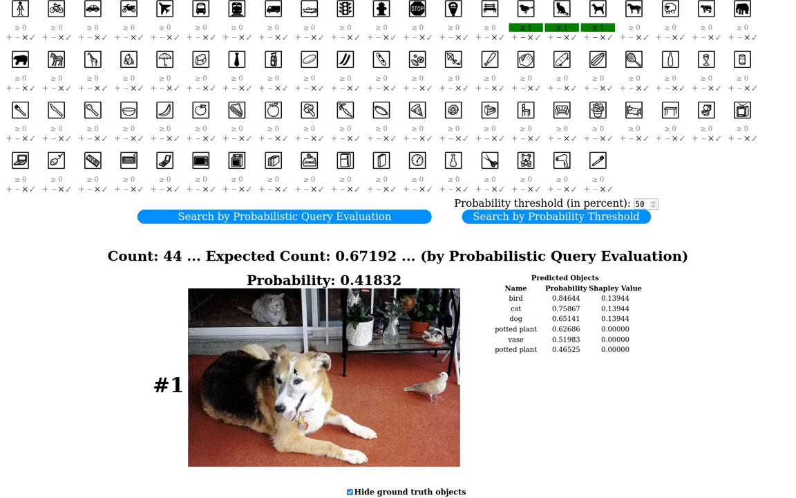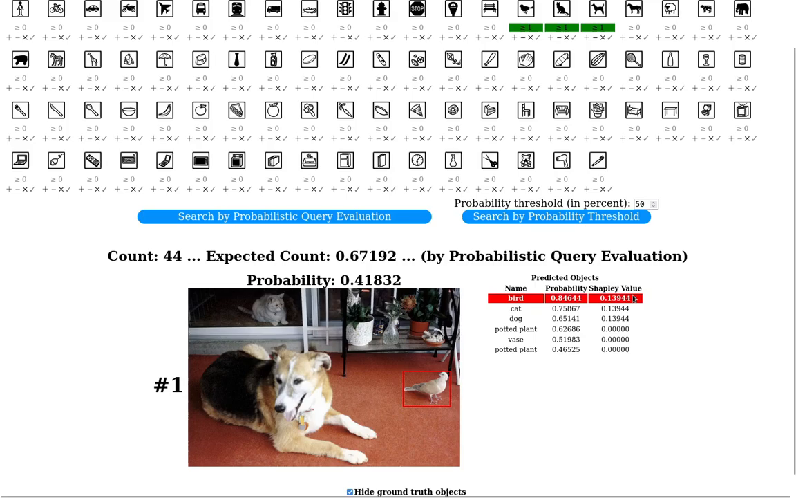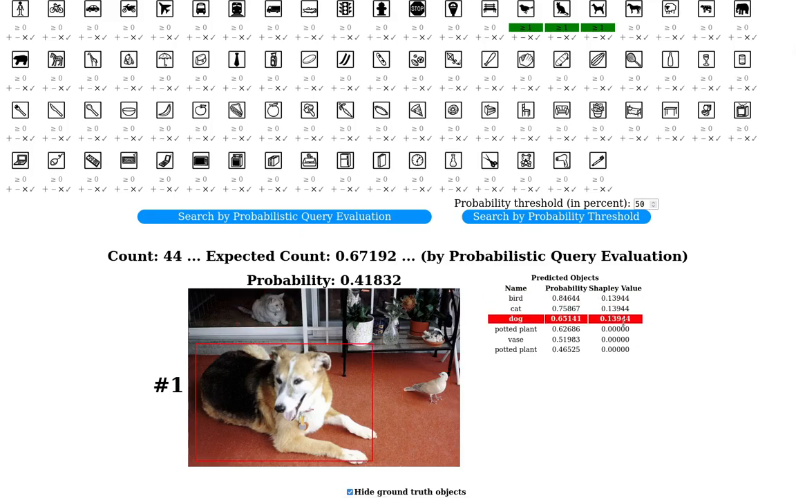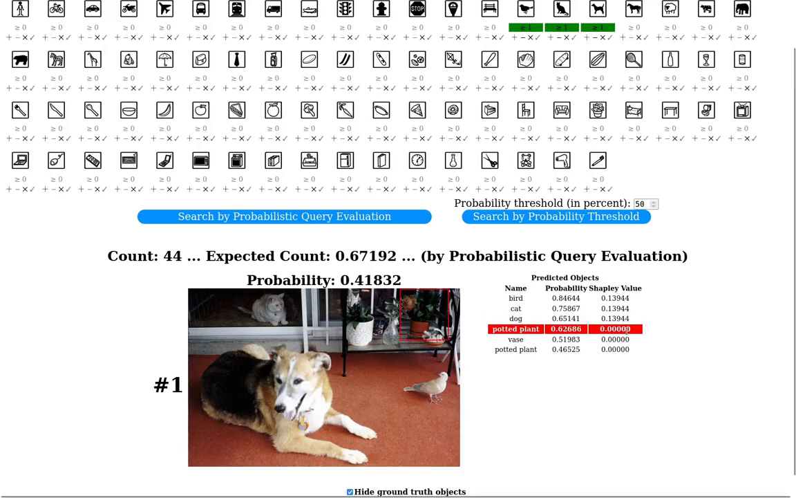Detected items are sorted in decreasing order of Shapley value, expected Shapley value more precisely, which is a measure of how important they are for the query. So we find the bird, the cat, and the dog. Here, all three are equally important. They have an expected Shapley value of 14%. This means that we need all three of them for the query to be satisfied. Other elements that are not in the query have an expected Shapley value of 0 because they don't contribute to the query.